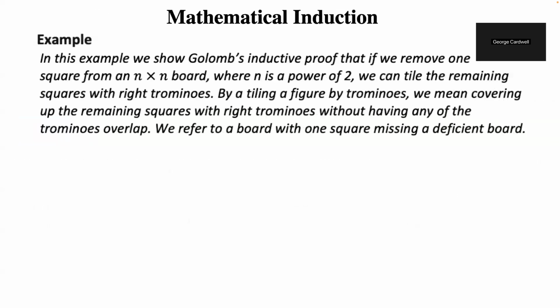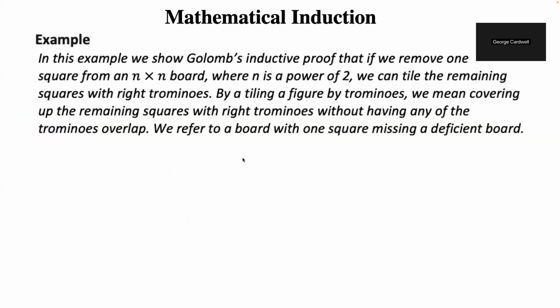In this example, we're going to show Golomb's inductive proof that if we remove one square from an n by n board, where n is a power of 2, we can tile the remaining squares with right trominos. By tiling a figure by trominos, we mean covering up the remaining squares with right trominos without having any of the trominos overlap. We refer to a board with one square missing as a deficient board.